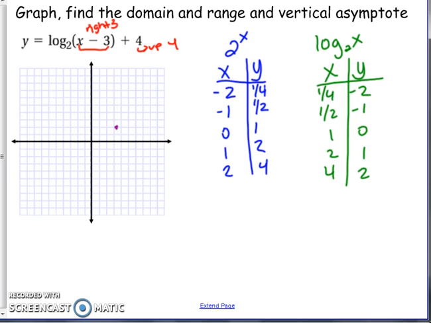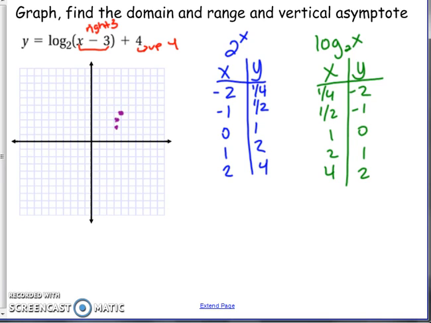So now I have (1/2, -1). That's about here. So I'm going to move it 3 to the right, 1, 2, 3, and then up 4, 1, 2, 3, 4. So like about there. Again, I have (1, 0). So that's going to be here. And I'm going to move that point to the right 3, 1, 2, 3, and then up 4, 1, 2, 3, 4. So here.